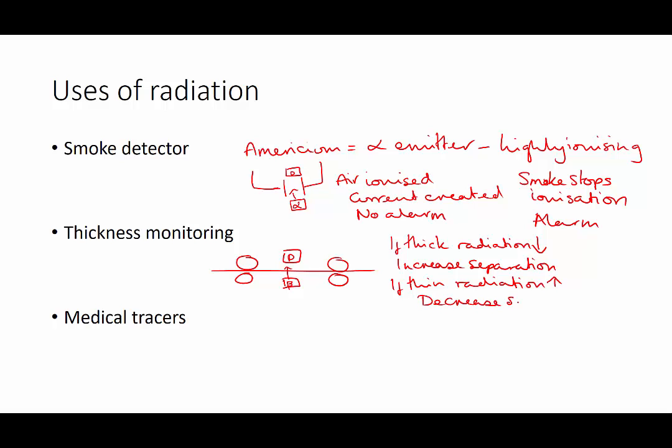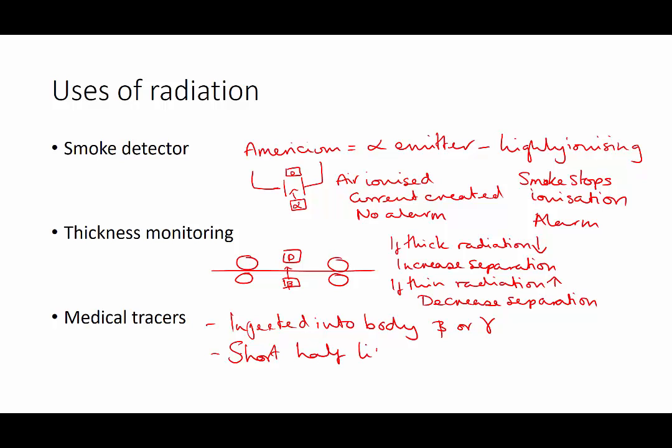Medical tracers. Medical tracers use an alpha or beta source injected into your body. Gamma source wouldn't do because it wouldn't be able to be detected outside of the body. The alpha or beta source then is detected outside of the body and can be used to detect problems with the body. So for example, it could be injected in the bloodstream to see whether your kidneys are working properly at filtering out that source. Okay, we want to use a short half-life so that it doesn't stay in your body for long.